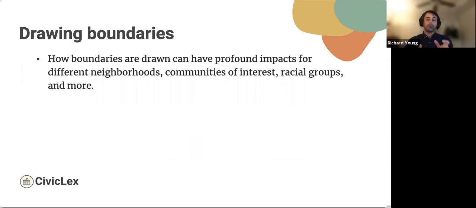So how boundaries are drawn has really big implications for a lot of our lives, right? It can have a pretty profound impact on different neighborhoods, on communities of interest, on racial groups, and more, because it really impacts our political representation.